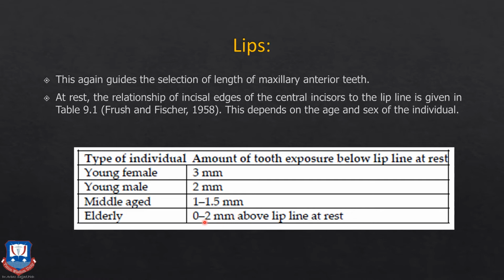That is, in an elderly patient at rest, there should be no visibility of the upper anterior teeth, because in elderly patients the lips generally droop, the lower teeth become visible, and the upper teeth are hidden from the person viewing them. So this is according to the lips. We can select the height of the anterior teeth.